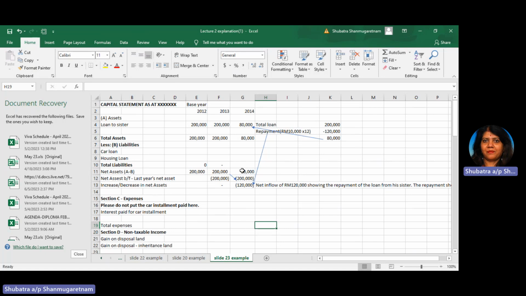All right. Now, out of this 80,000, there was an outflow in 2012 and 2013 of 200,000, giving you a decrease in net asset of 120,000. This decrease shows that there has been an inflow of cash of 120,000. A decrease in your asset shows an inflow of cash. An increase in your net asset shows an outflow of cash. So here there is an inflow of cash of 120,000, and that is of course because of the repayment of 120,000. Again, guys, do not show the repayment under expenses or any other place. It will automatically be reflected here.